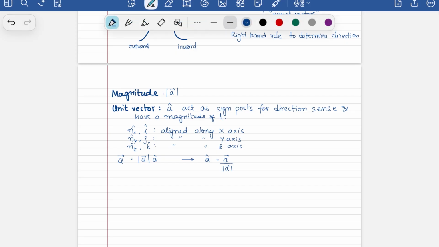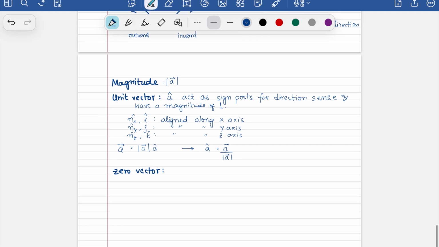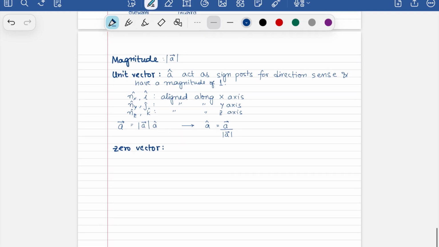Okay, some more definitions. A zero vector. This here is a vector which has a magnitude of 0. But since it is a vector, it still has a direction. It's just that that direction sense is undefined. It is lost. Okay, how does that happen? It's when you have done some product or some addition or subtraction such that that vector has now become 0, but it still remains a vector, and because of that, it has some direction that is undefined in this case.